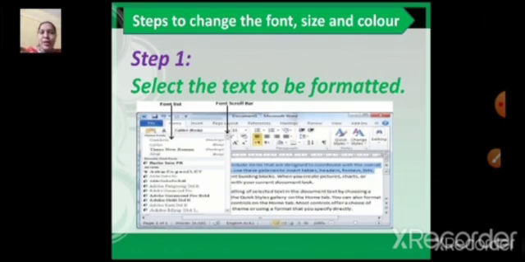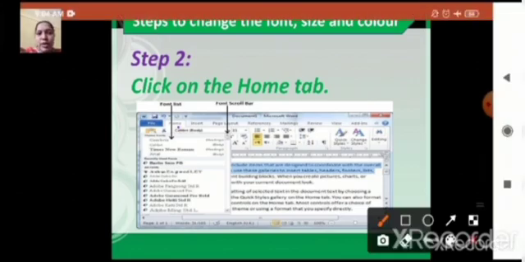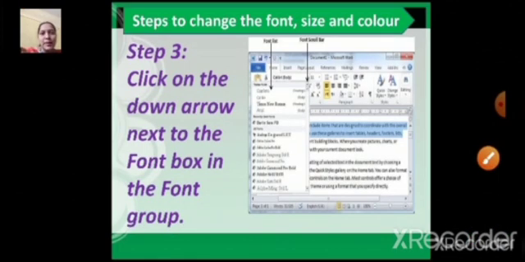In step 1 you have to select the text to be formatted. As I said before, you can also select the option and start typing, but it's better after typing to select it and change it. So select the text to apply that formatting feature. After that you have to click on the Home tab. Here you can see the Home tab option in the ribbon. So click on the Home tab.